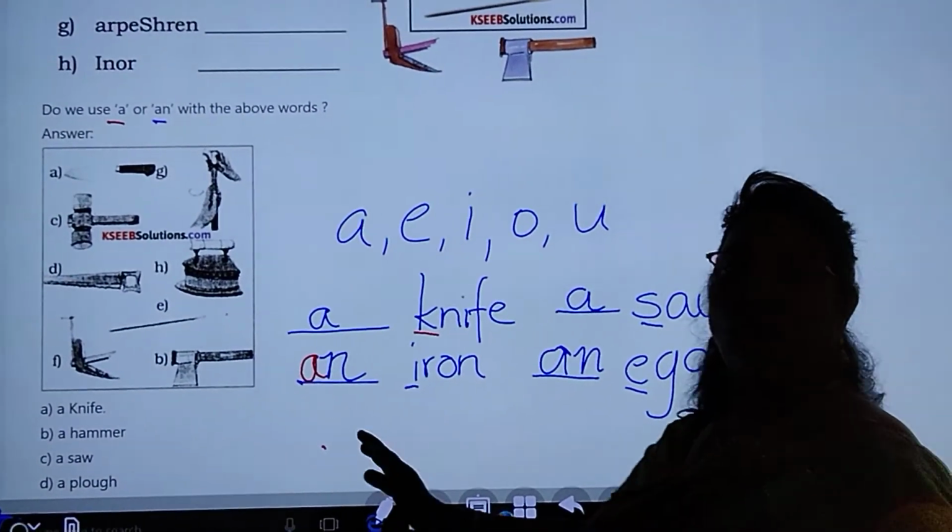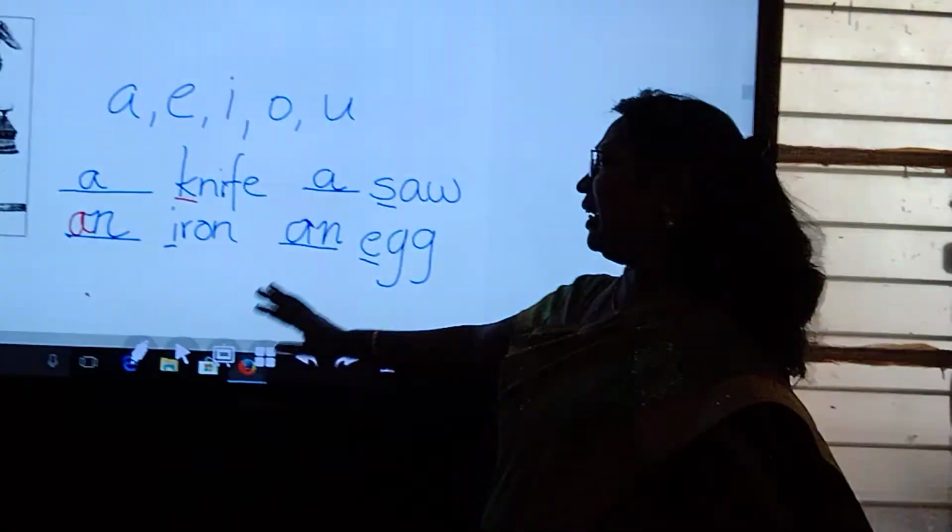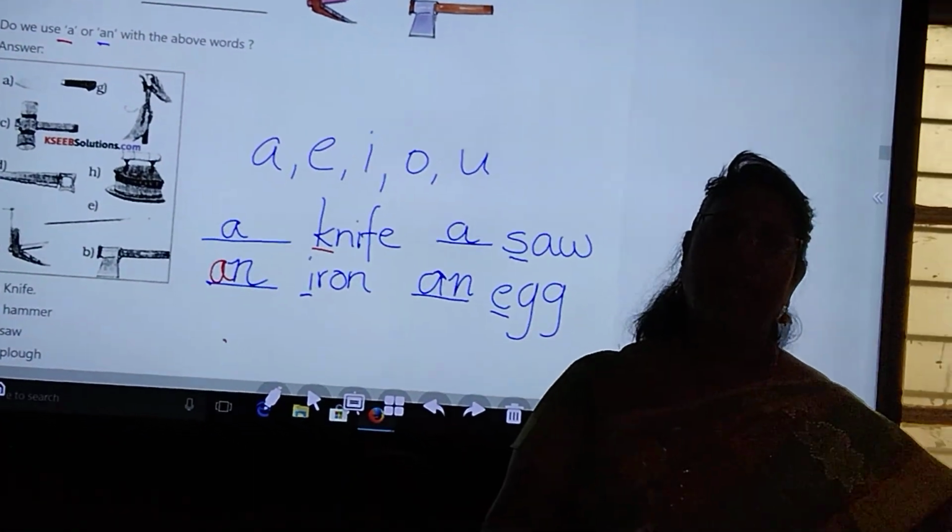So children, now you complete this in your assignment group. Complete it in your textbook and send it to me on the assignment group. In my next class, I will get back with a detailed explanation of a and consonants and vowels and also plurals. You will find it very interesting, children.